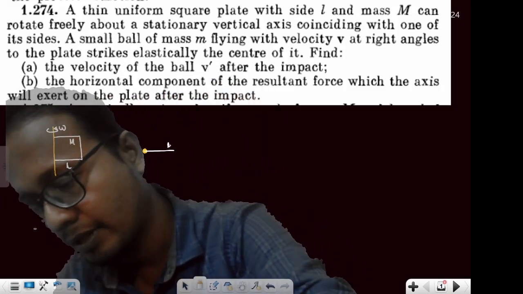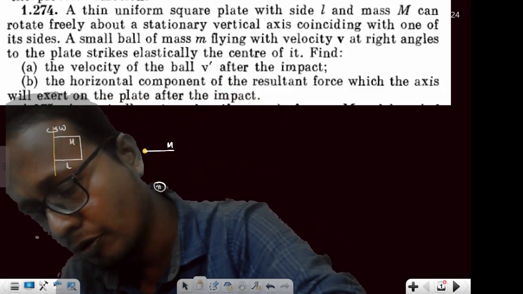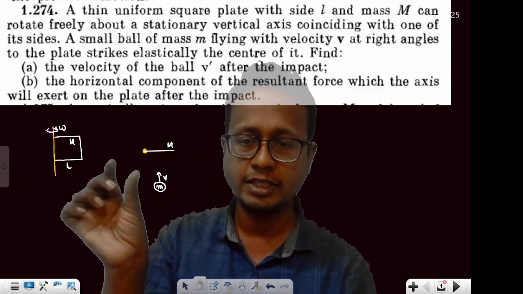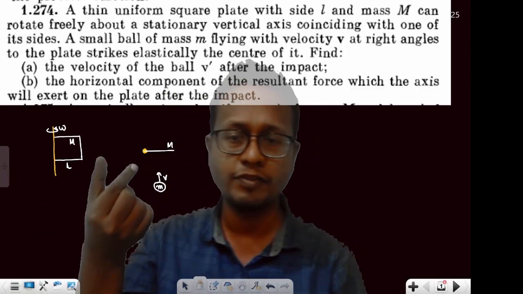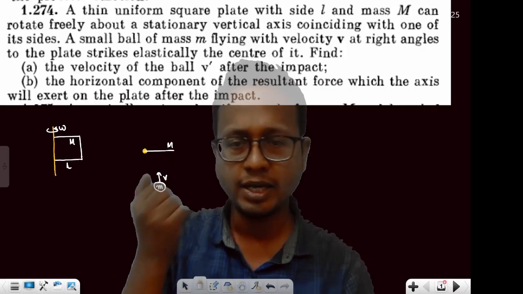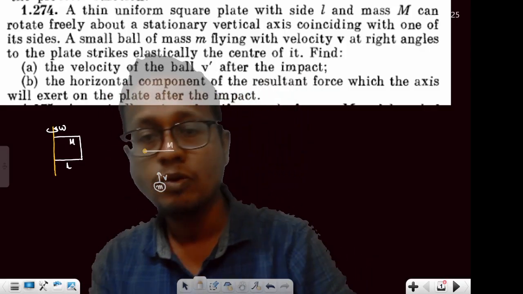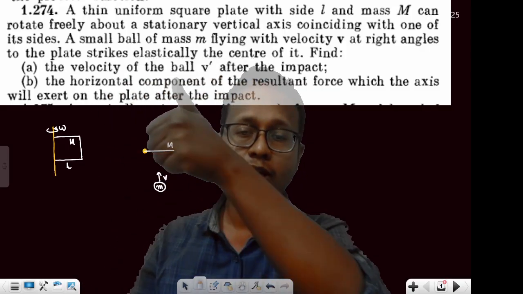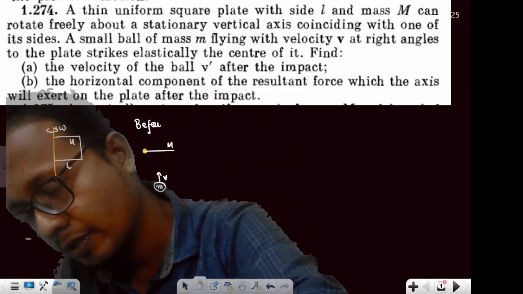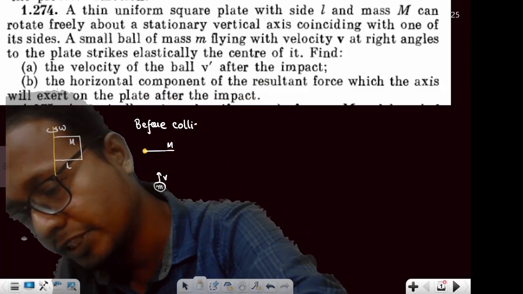mass m. Now what the question is saying, if there is a small ball of mass m flying with velocity v towards it and striking the center of it. Center of it meaning, if this distance is L, the ball will strike exactly at L by 2 from the axis. The question is asking what is the velocity of the ball after impact. So let's say this is before collision.